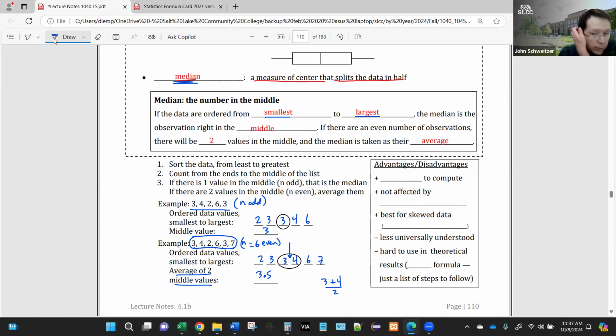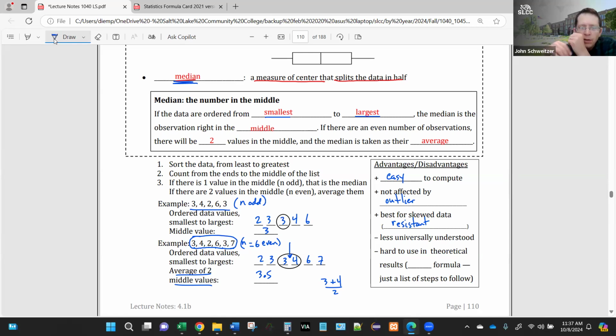Well, it's easy to compute. It's one advantage. And it's not affected by outliers very much. That's considered an advantage of the median over the mean, okay? It's best for skewed data because it is resistant to outliers. So we like statistics to be resistant to skew and outliers.